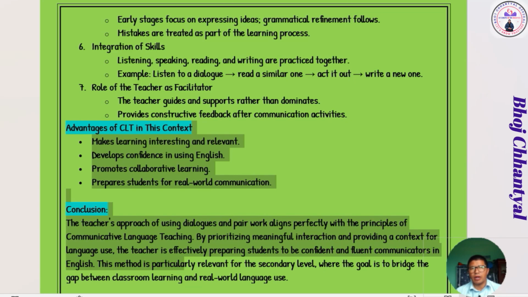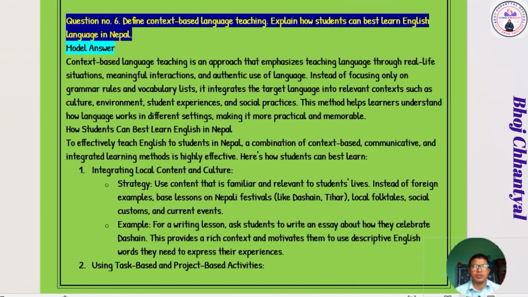This method is particularly relevant for secondary level, where the goal is to bridge the gap between classroom learning and real-world language use. Okay, let's move to question number 6. Define context-based language teaching. Explain how students can best learn English language in Nepal.